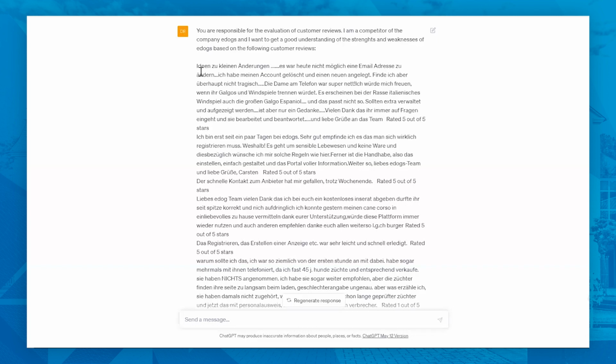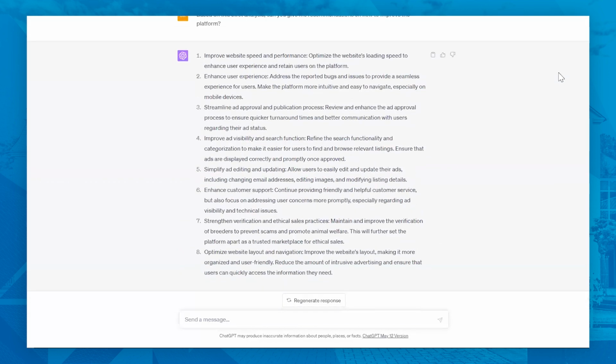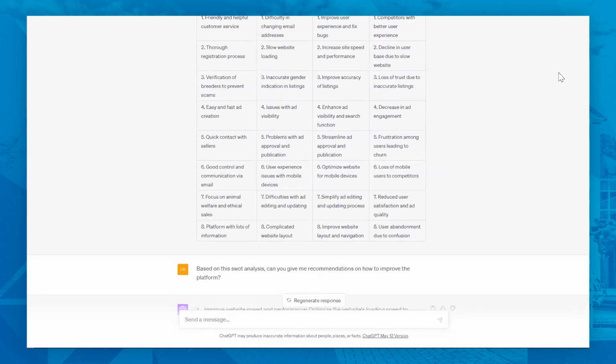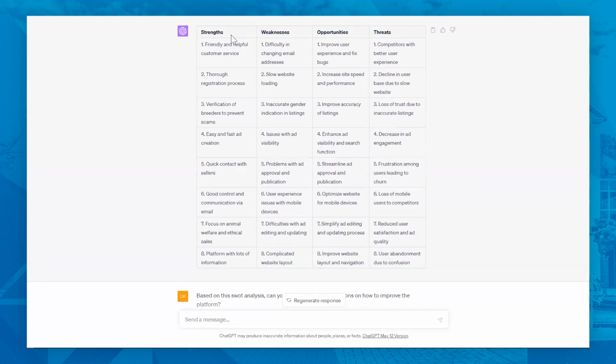So you just put the reviews into the prompt, give it an instruction, and then you ask it to generate an outcome. And so what is the outcome? Again, I asked it to do it in a kind of table format. So based on these reviews, it now highlights the strengths, weaknesses, opportunities, and threats of my competitor. So in a few seconds, you have a very nice SWOT analysis of a competitor based on customer reviews.